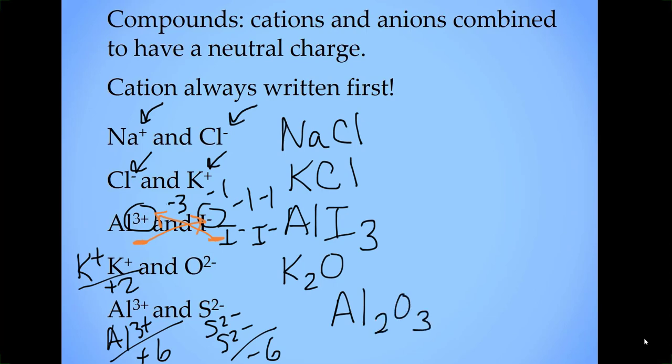Al2S3. There you go. So that crisscross would work for this, because you could ask yourself, how many aluminums do I need? And you can look at the charge, 2. How many sulfurs do I need? You can look at the charge. There's 3.